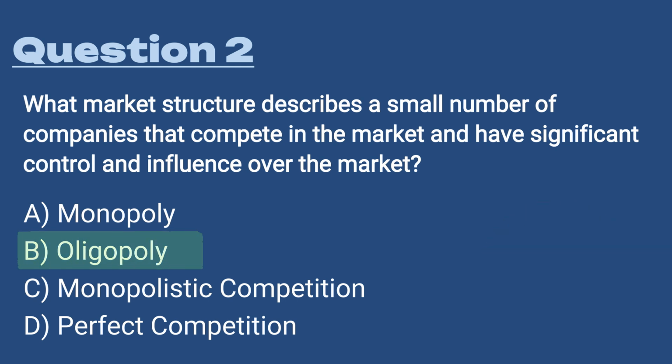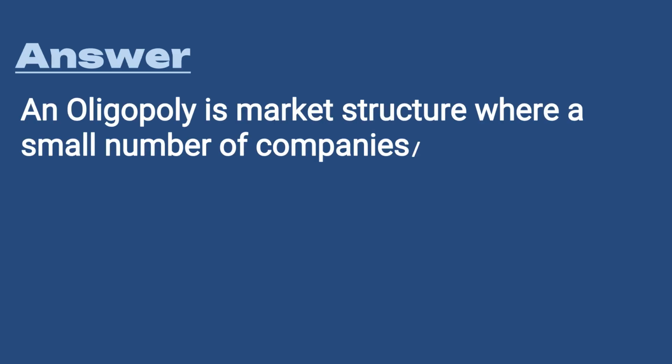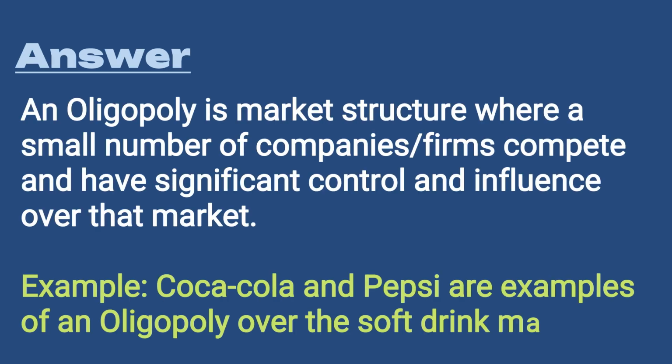The answer is B, oligopoly. An oligopoly is a market structure where a small number of companies compete and have significant control and influence over that market. A good example would be Pepsi and Coke. Pepsi and Coke are such dominant players in the soft drink market that it makes it challenging for other companies to get established within that market, but there is multiple companies competing.